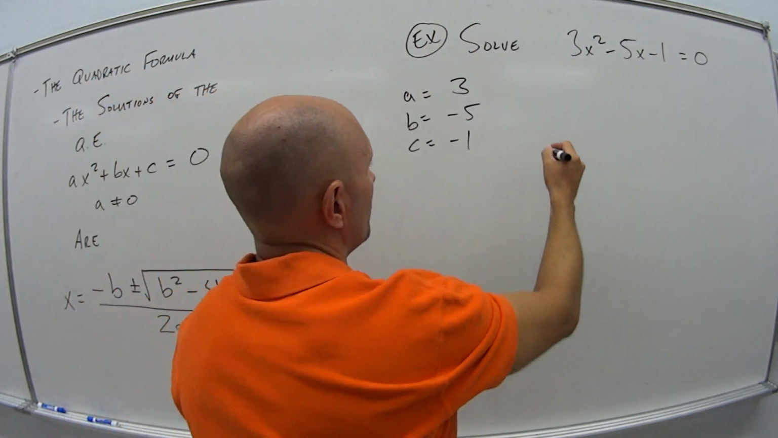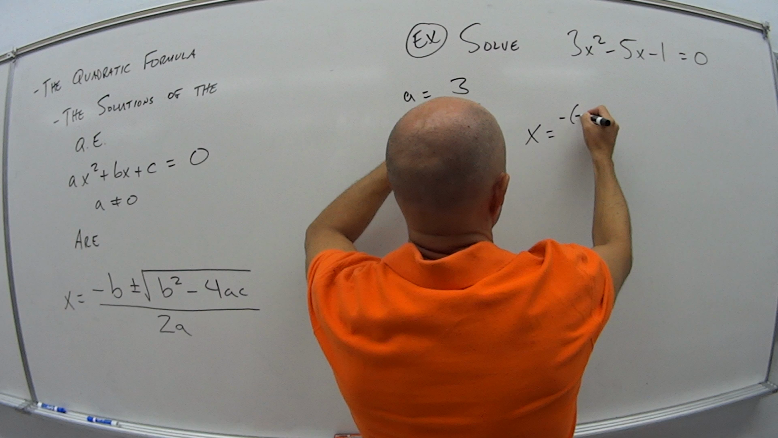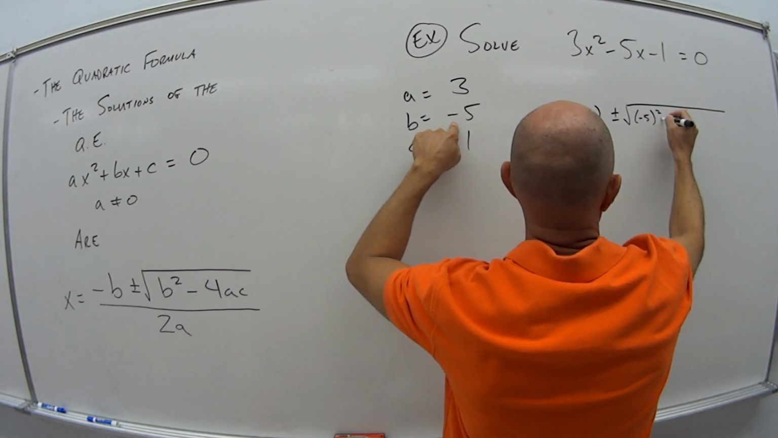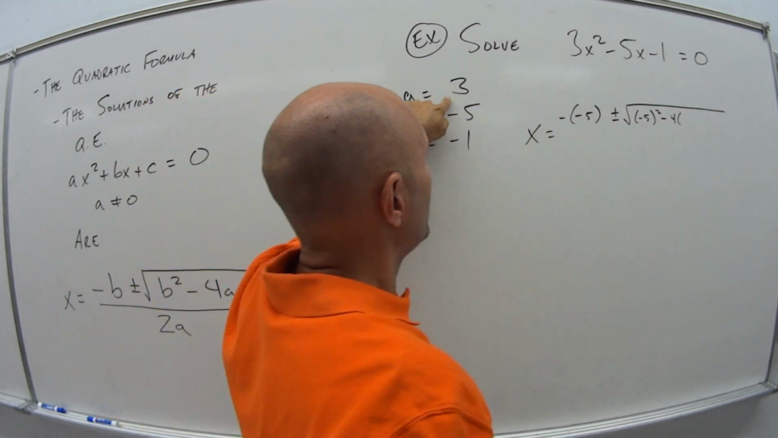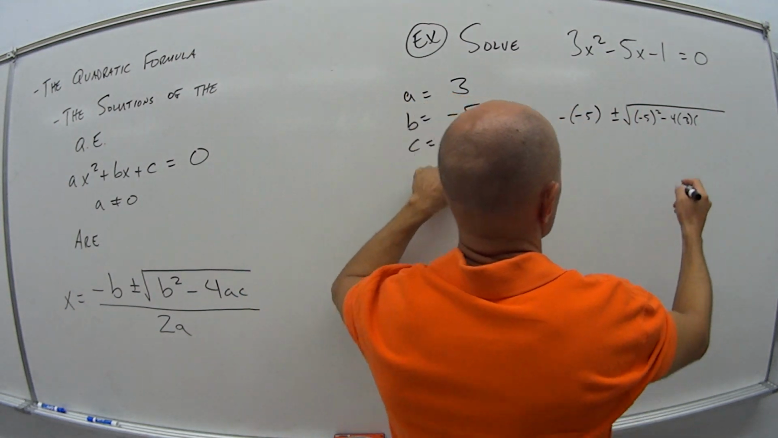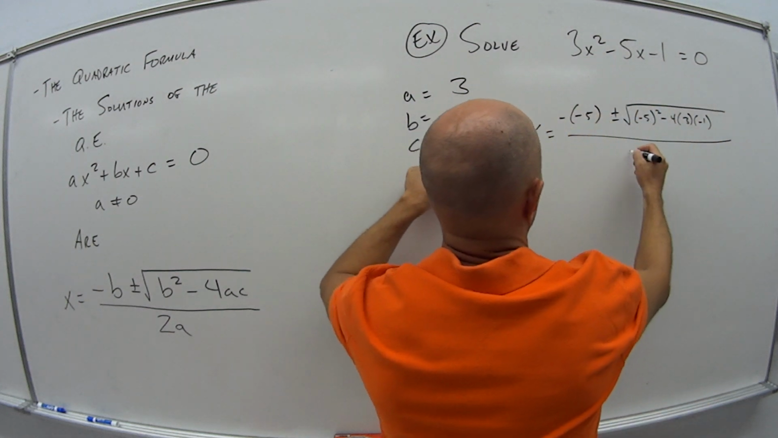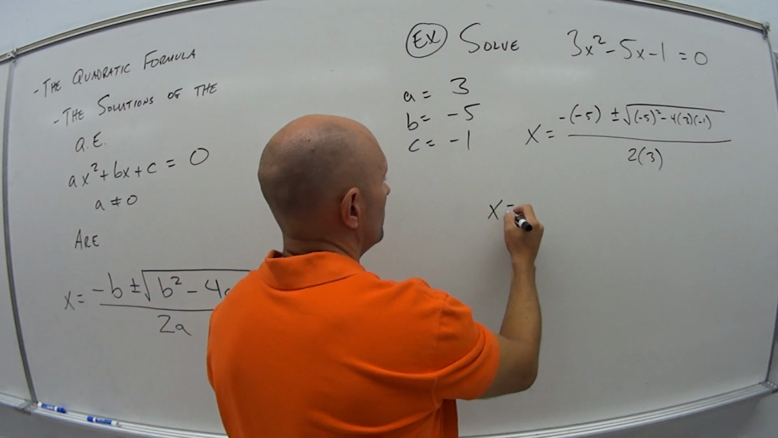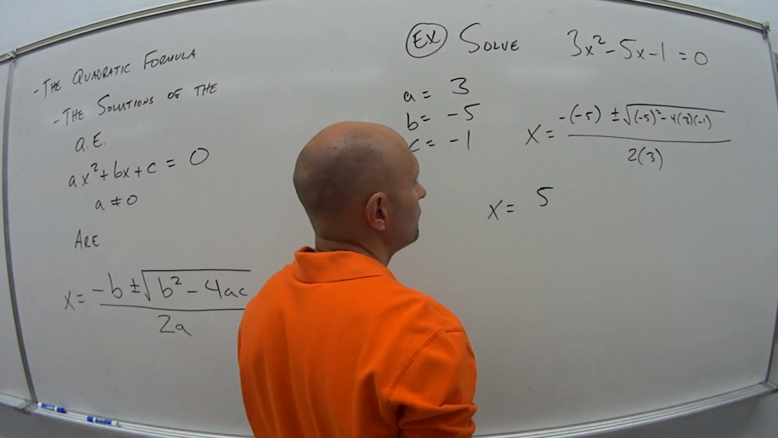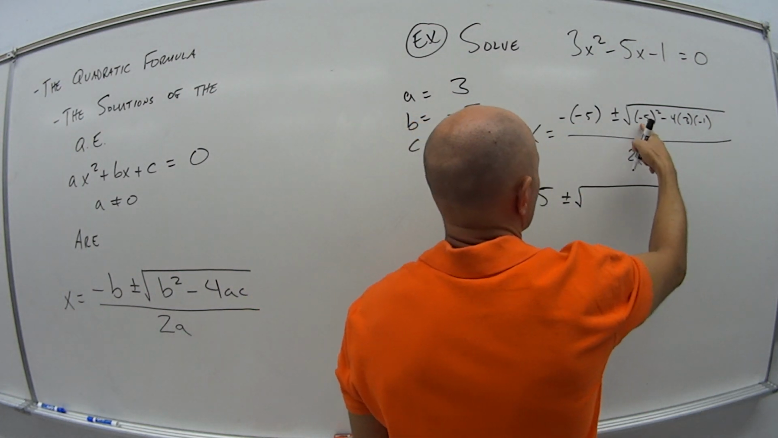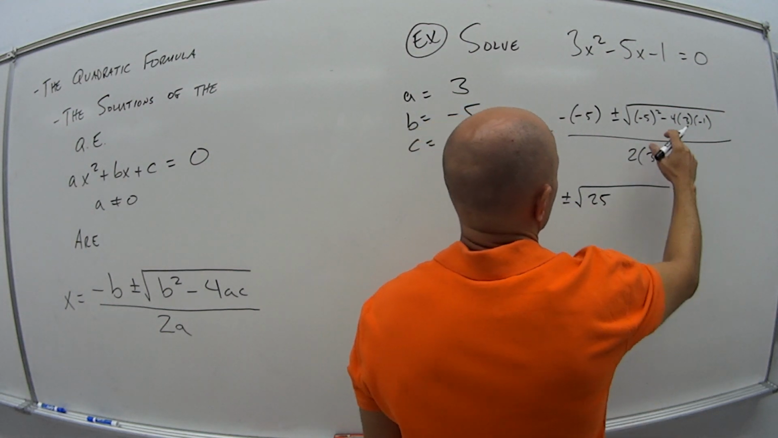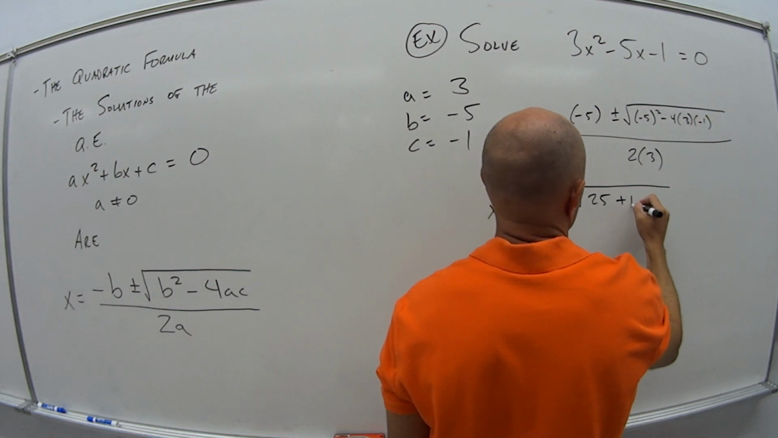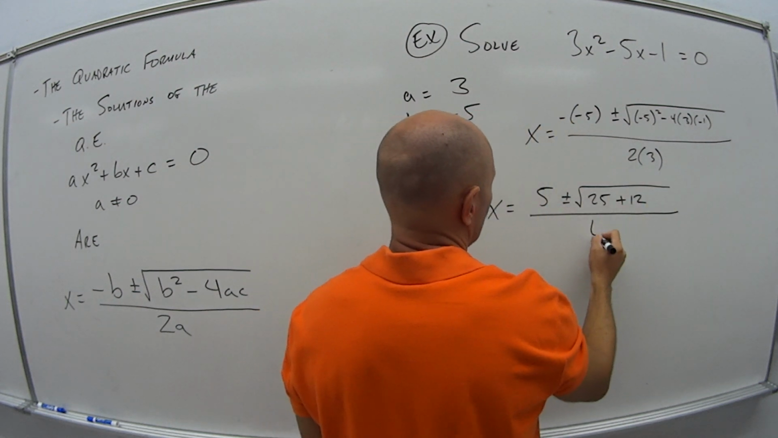So the solutions to this quadratic are what? x is equal to negative b, so negative 5, plus or minus the square root of b, negative 5 squared, minus 4 times a, which is 3, times c, which is negative 1, all over 2 times a, which is 3. So we get x is equal to negative negative 5, which is positive 5, plus or minus the square root. Negative 5 squared is 25. And then what do we have here? Negative 4 times positive 3 is negative 12, times negative 1 is positive 12. So plus 12, all over 2 times 3, which is 6.